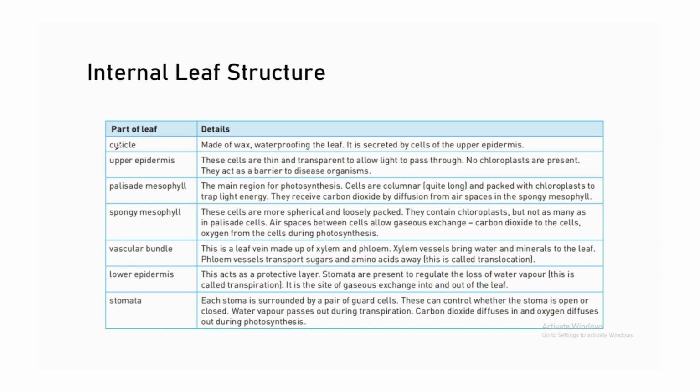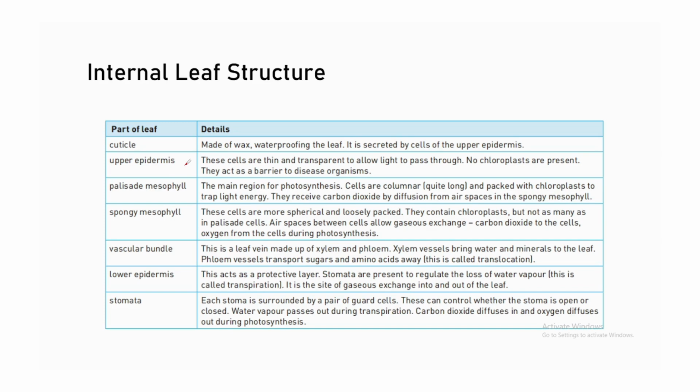Internal leaf structure. Cuticle: it is made up of wax, waterproofing the leaf. It is secreted by the cells of the upper epidermis. Upper epidermis: these cells are thin and transparent to allow light to pass through. No chloroplasts are present. They act as a barrier to disease organisms. Palisade mesophyll: the main region for photosynthesis. Cells are columnar, quite long and packed with chloroplasts to trap light energy. They receive carbon dioxide by diffusion from air spaces in the spongy mesophyll.